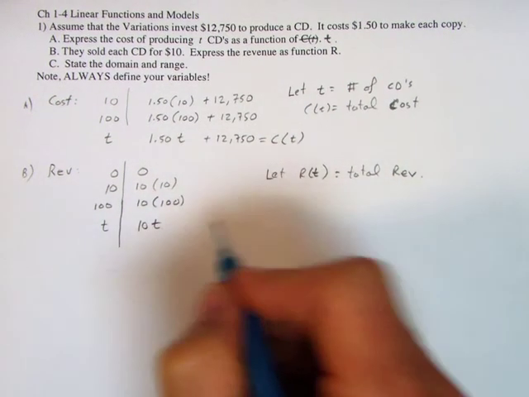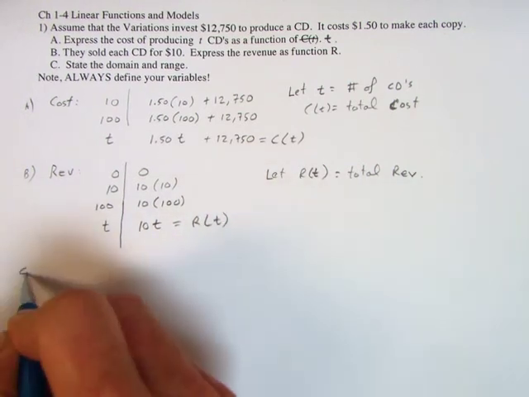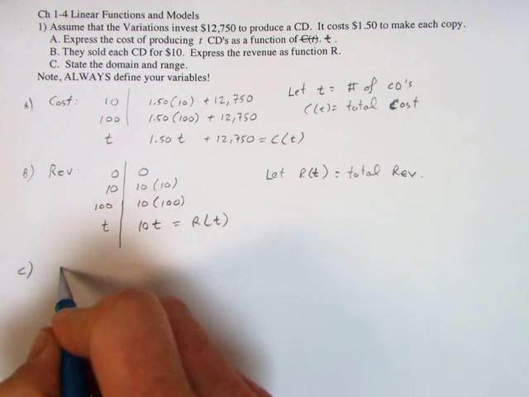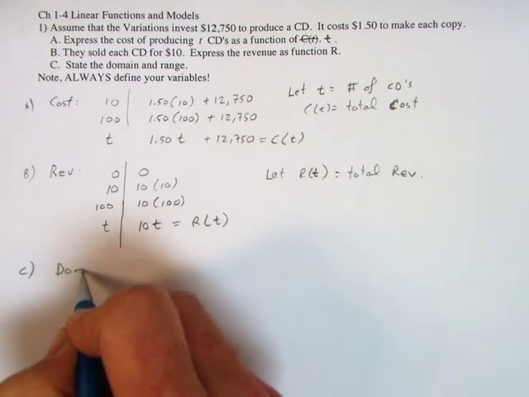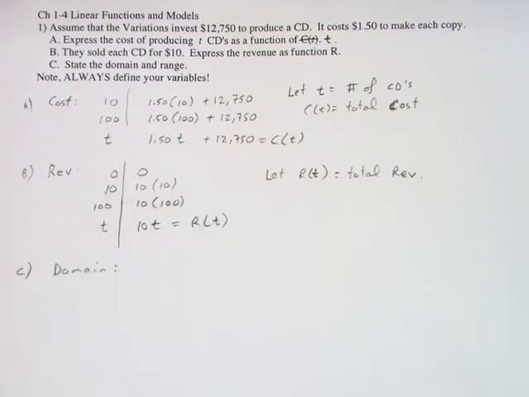Now we have 10T equals R of T. State the domain and range. What is the domain going to be? Now we're not getting too heavy into this right this moment, but domain is all the values of our independent variable, all the values of the variable that's changing first. So the number of CDs that's bought or sold is changing, and then we know how much we have to pay or how much money we're bringing in.